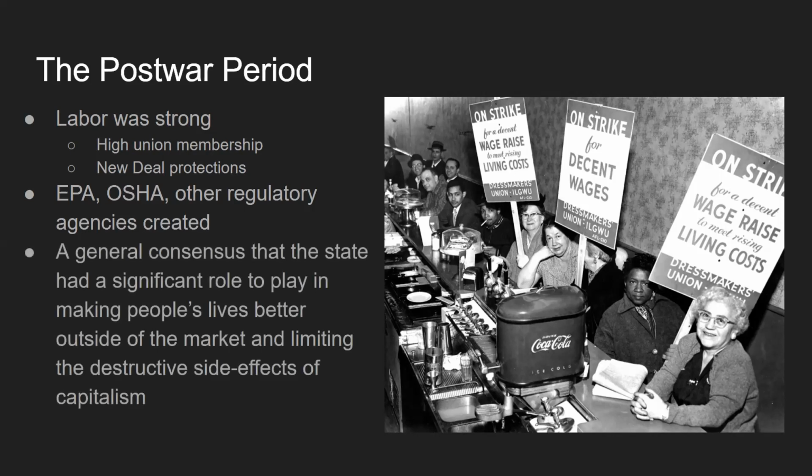And there was a general consensus that the state and the government did have a significant role to play in making people's lives better outside of the market, right? Outside of the way that the market functions, and also as a way to limit the destructive side effects of capitalism, right? So things were good.